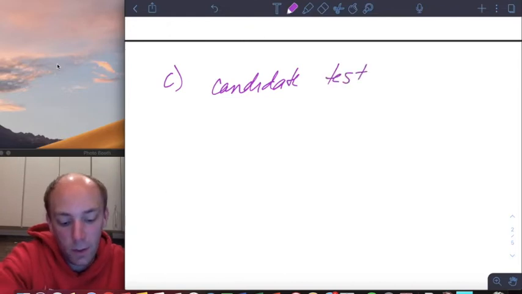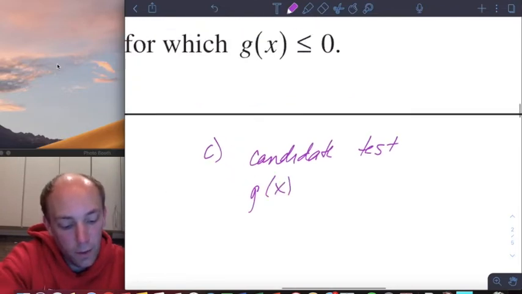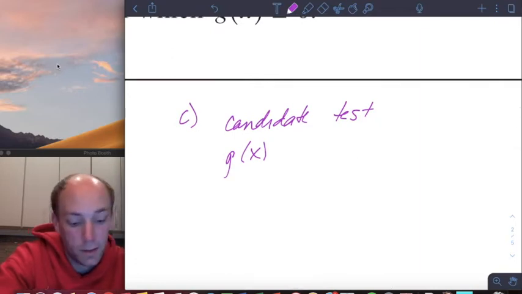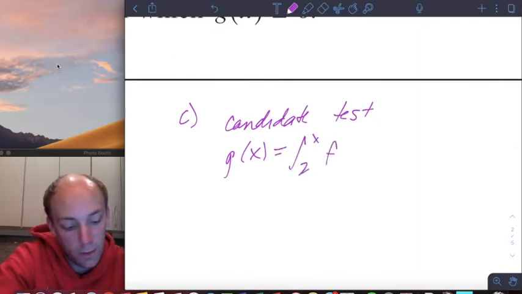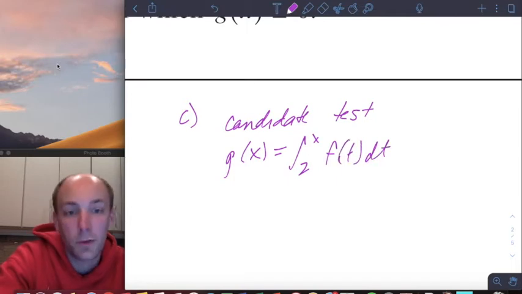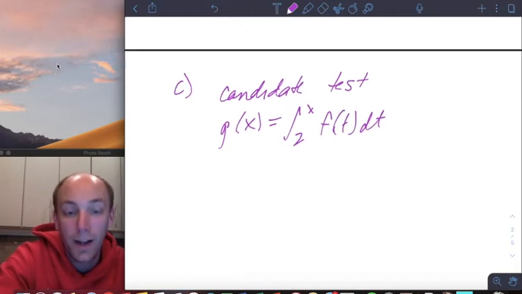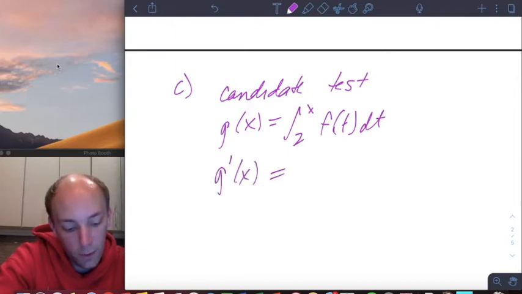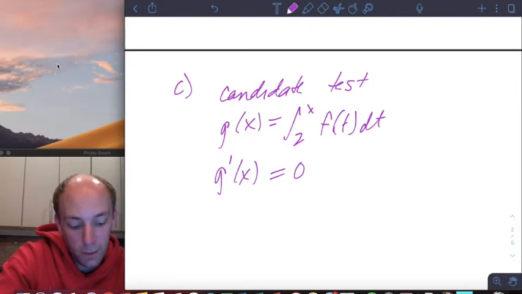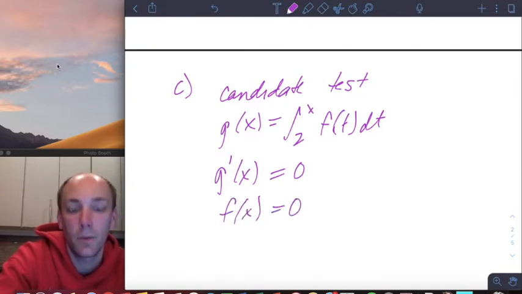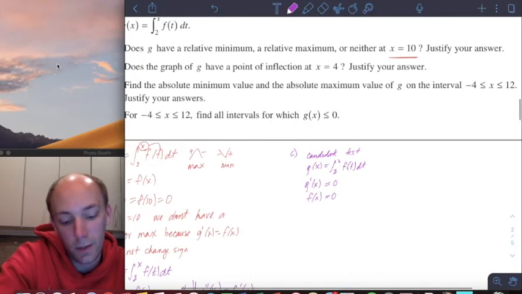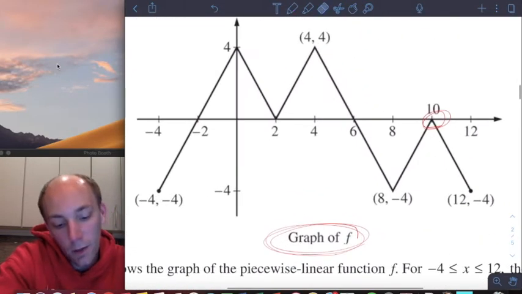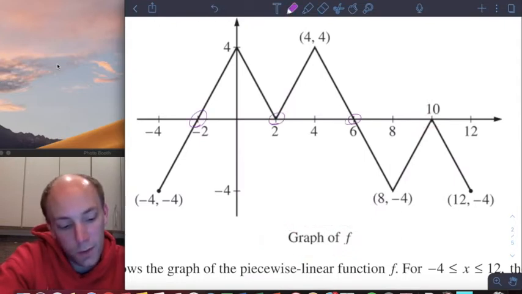So the first thing that I want to look at are the places where I'm going to have critical numbers. So g of x is equal to the integral from 2 to x of f of t dt. And so I first want to look at where my critical numbers are. And remember, a critical number occurs when the first derivative equals 0. In this case, my derivative is equal to f of x. So where does f equal 0? Let's go back up to the graph here. The graph of f is equal to 0 at a few different places: -2, 2, 6, and 10.